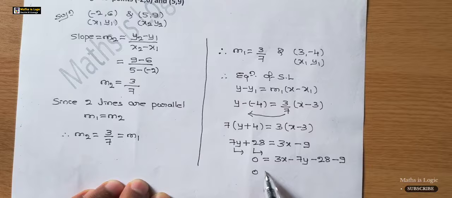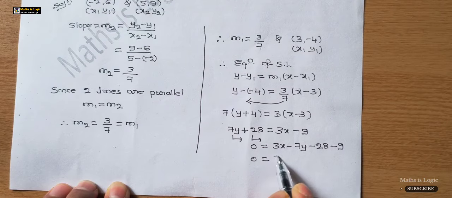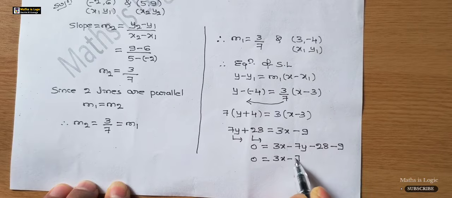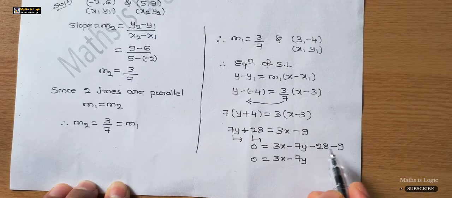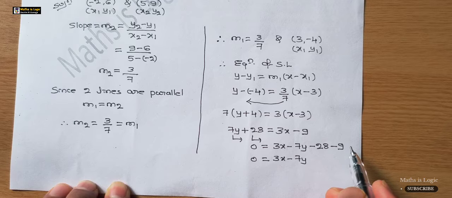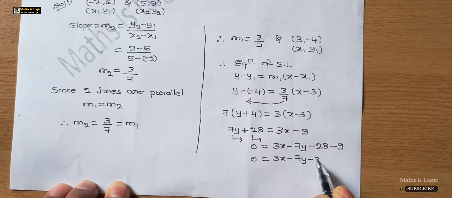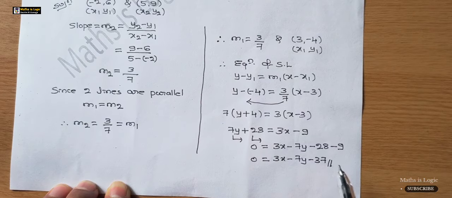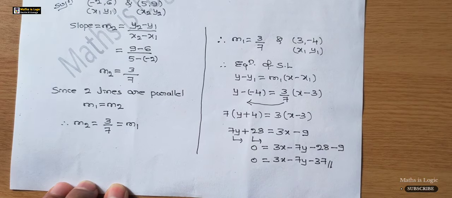Therefore what is the final answer? 0 is equals to 3x minus 7y minus 28 minus 9 is minus 37. So this is the required equation of straight line.